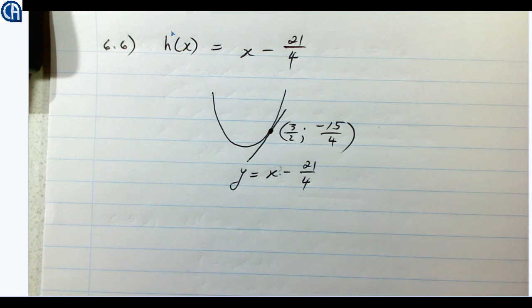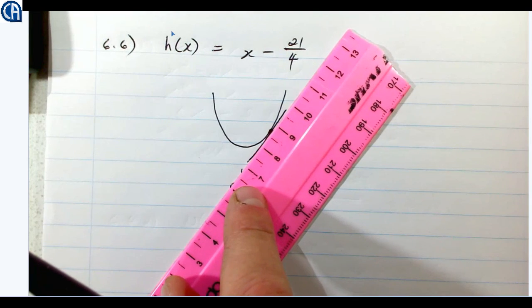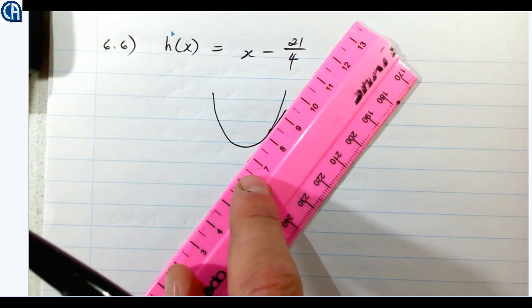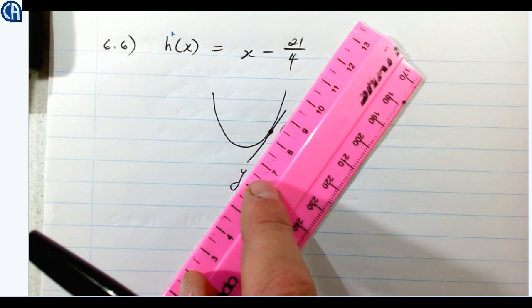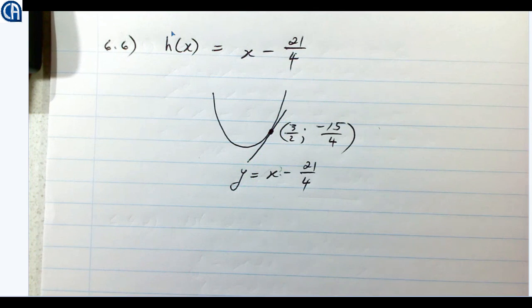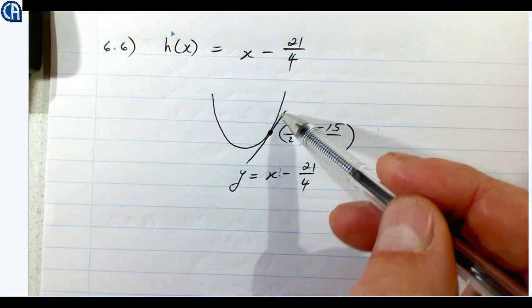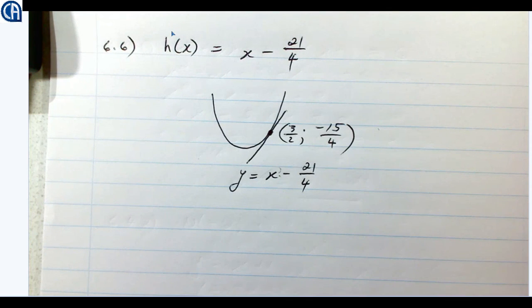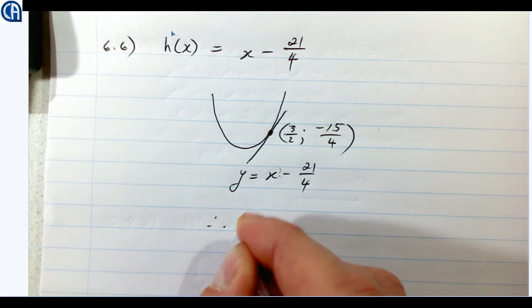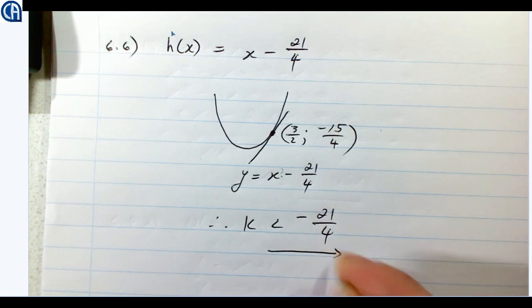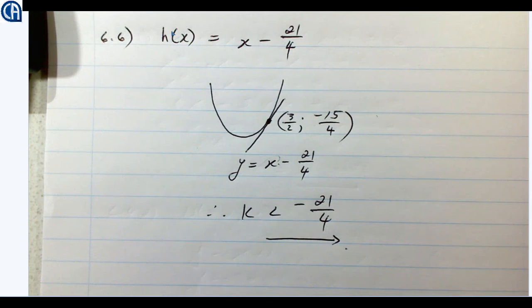Now obviously if you take that graph and if you move it up, see now they're intersecting twice, right? Now if you take this graph and you move it down, can you see they don't touch each other at all? So that means we've got to move this line down, then they won't intersect. So therefore the k value must be less than minus 21 over 4. Then they won't intersect. Alright, there we go.